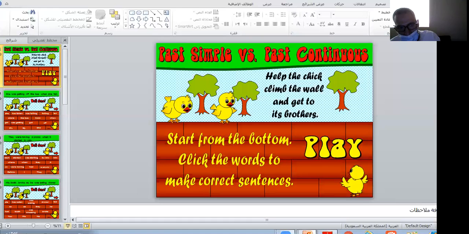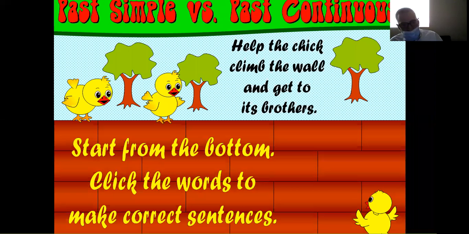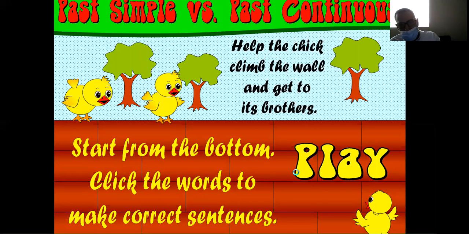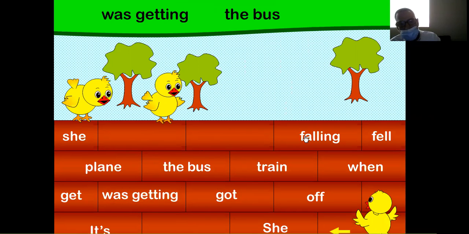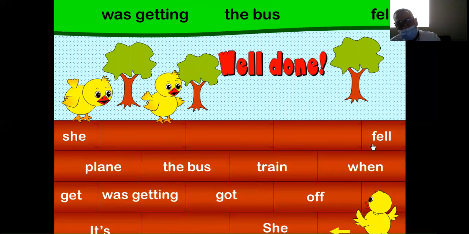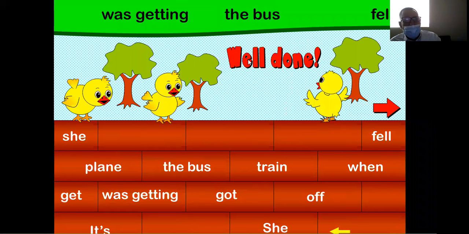Here, I think we have this exercise. It's very easy. We're going to play just to form sentences. It's called luck. Choose any word: the bus has fallen, was falling, falling. Just click the words. Was getting, the bus fell. Okay? Say, while he was getting into the bus, he fell down or he fell off.